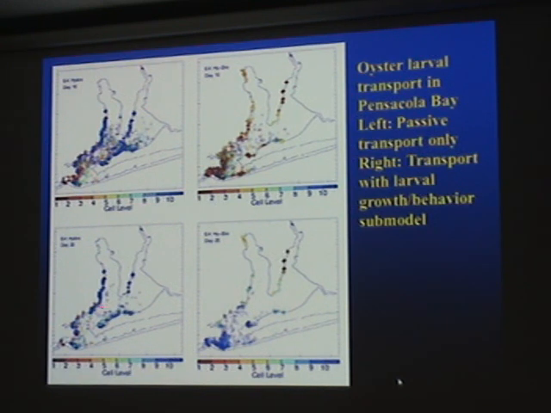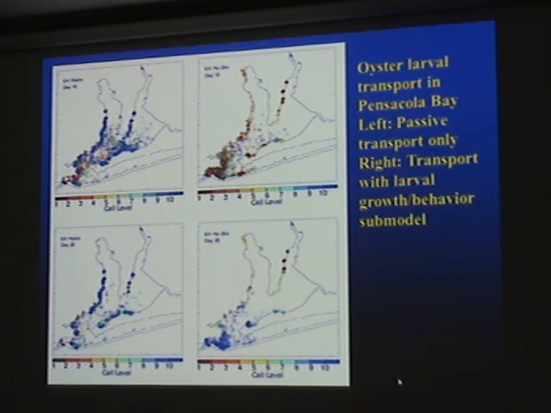The main point I want to make here is the left panel is simply passive advection of particles to simulate the oyster larvae movement. There's no biology involved. And you can see this is 10 days after the larvae are released, 20 days after the larvae are released. After 20 days, they start to settle out. So wherever they are after 20 days is where they're likely going to be recruited.